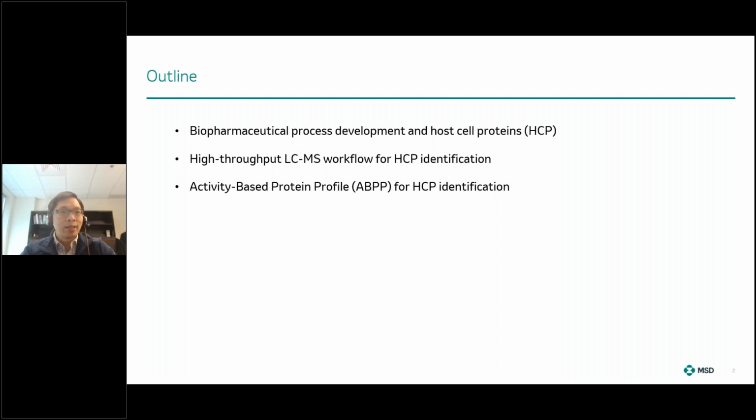Here's the outline of the presentation. First, I'll provide a brief introduction of biopharmaceutical process development and host cell proteins. Later on, we are introducing two workflows for HCP identification, leveraging the Evosep LC systems.